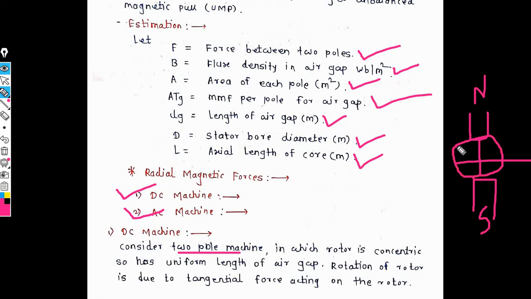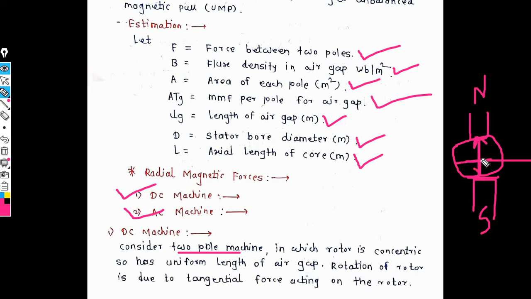Then also tangential and perpendicular forces. That means these are the two forces perpendicular to each other, at a 90 degree angle. Those are the tangential forces. That means both forces will act on the machine. For example, this is a tangential force.